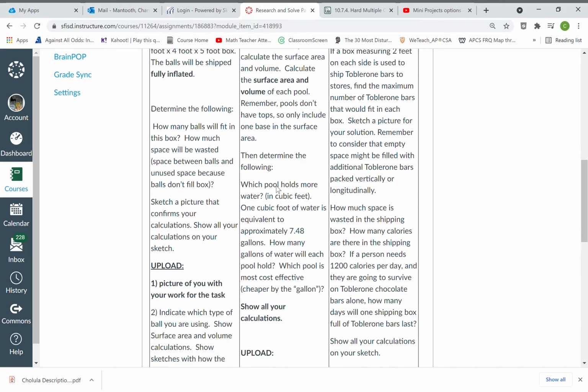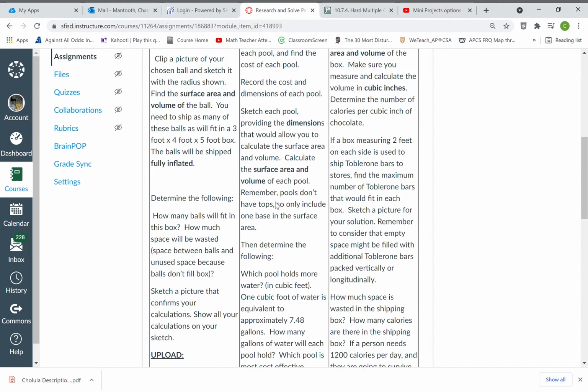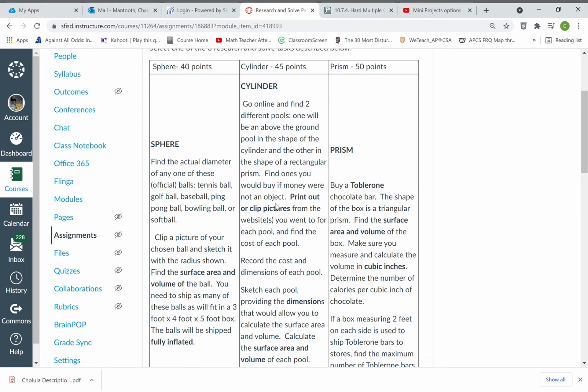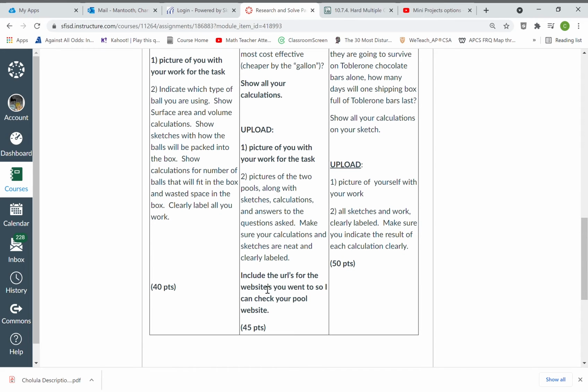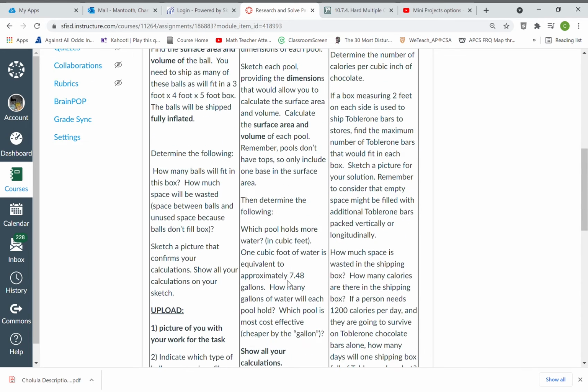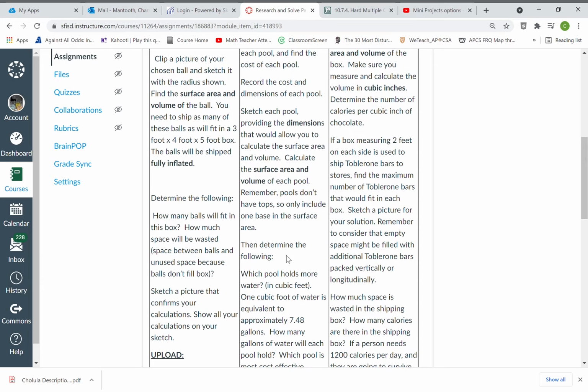For number 2, the swimming pools, you will have a cylindrical pool and a rectangular prism pool. You need to clip pictures of each one of them. You're also going to give me the website you went to, include the URLs of the website. You're going to calculate the surface area and the volume of each one, remembering that for surface area, pools don't have tops, so they would only have one base, which would be the bottom. The top base is missing because it's open.